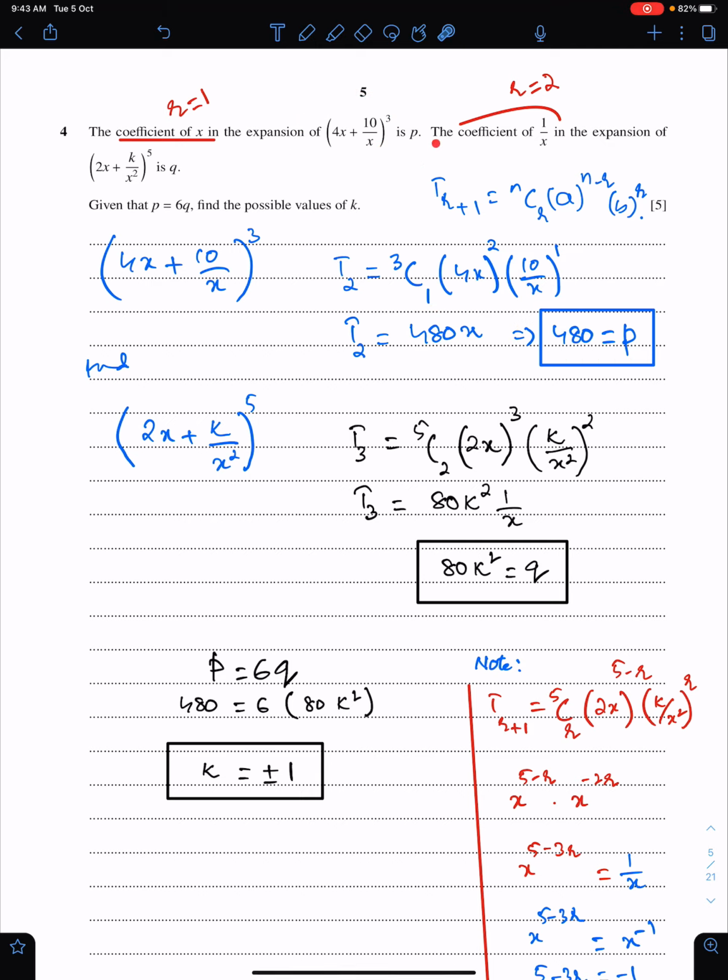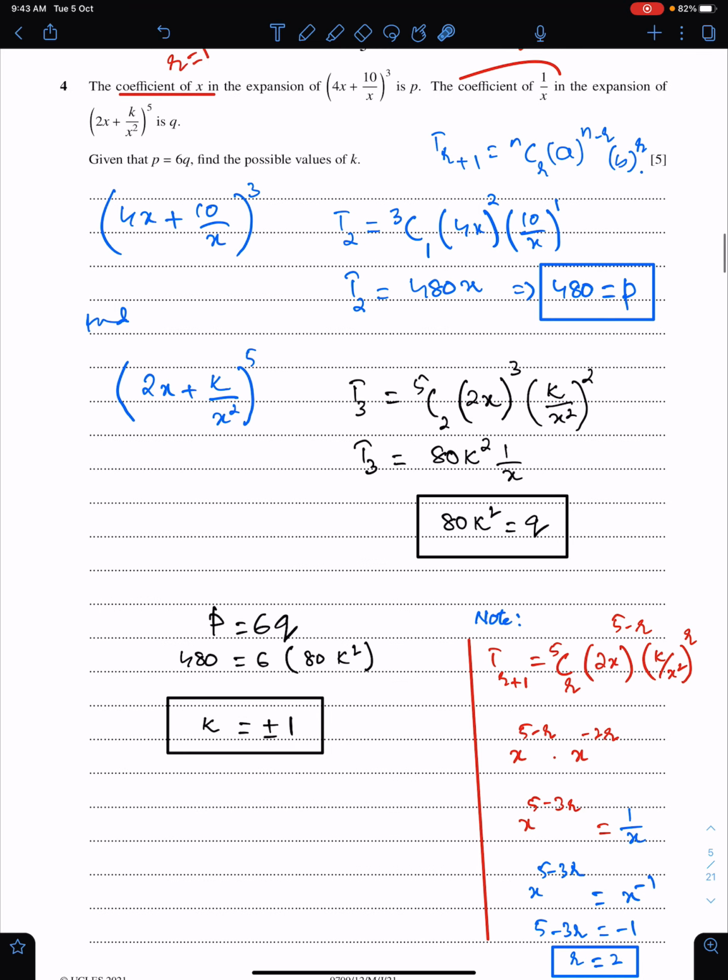Now it is given that the coefficient of 1 upon x in this expansion is q. This is the way to use this formula to get the value of r.